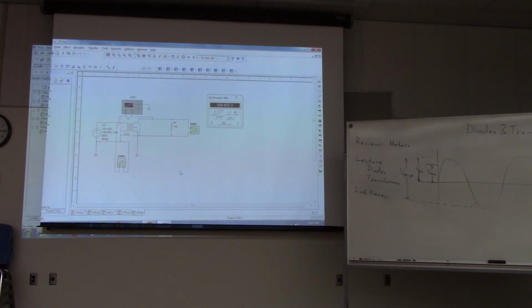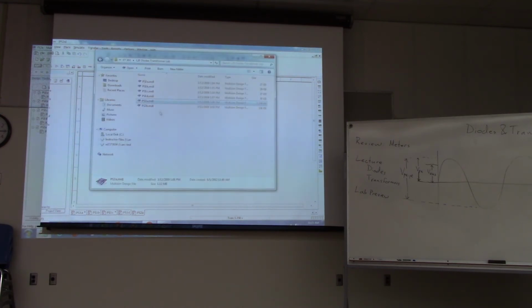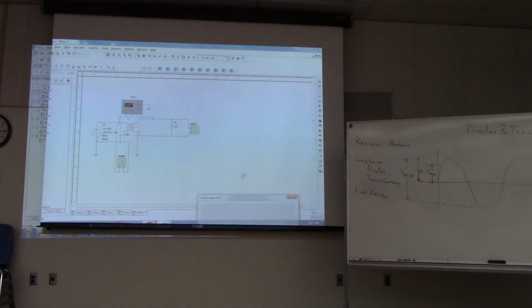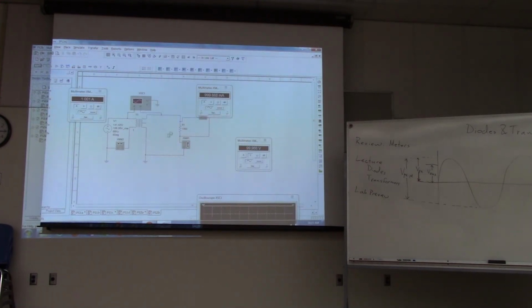Then finally, in the last circuit, you're going to be measuring the current in and the current out. Okay? So we said that if the voltage goes up on the output, the current goes down. Right? So you guys will be measuring that as well. And that's what you're going to do in Multisim. Any questions about that? All right.